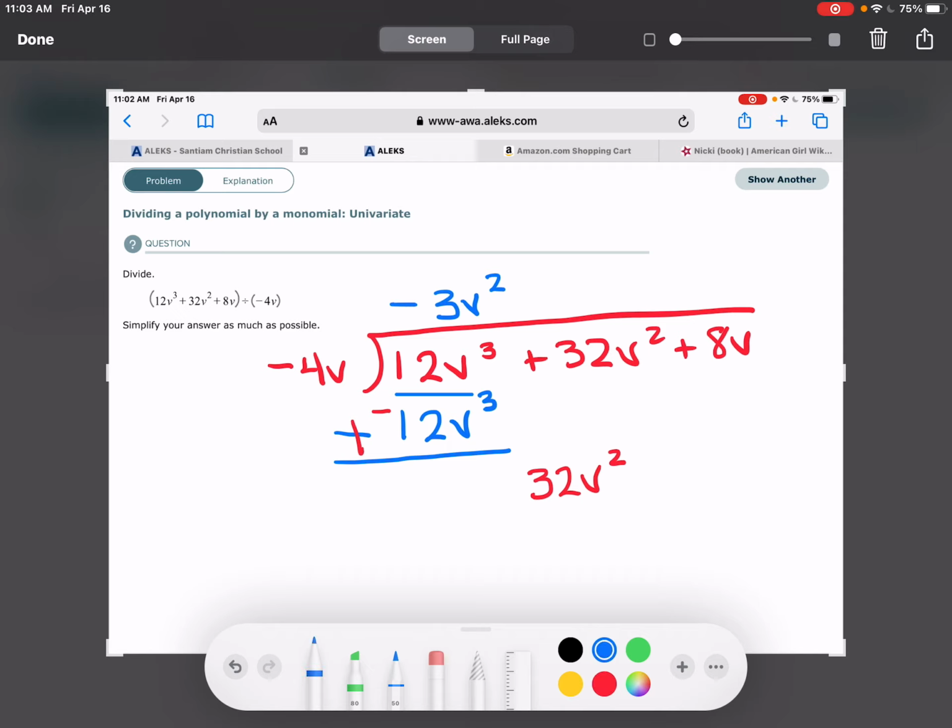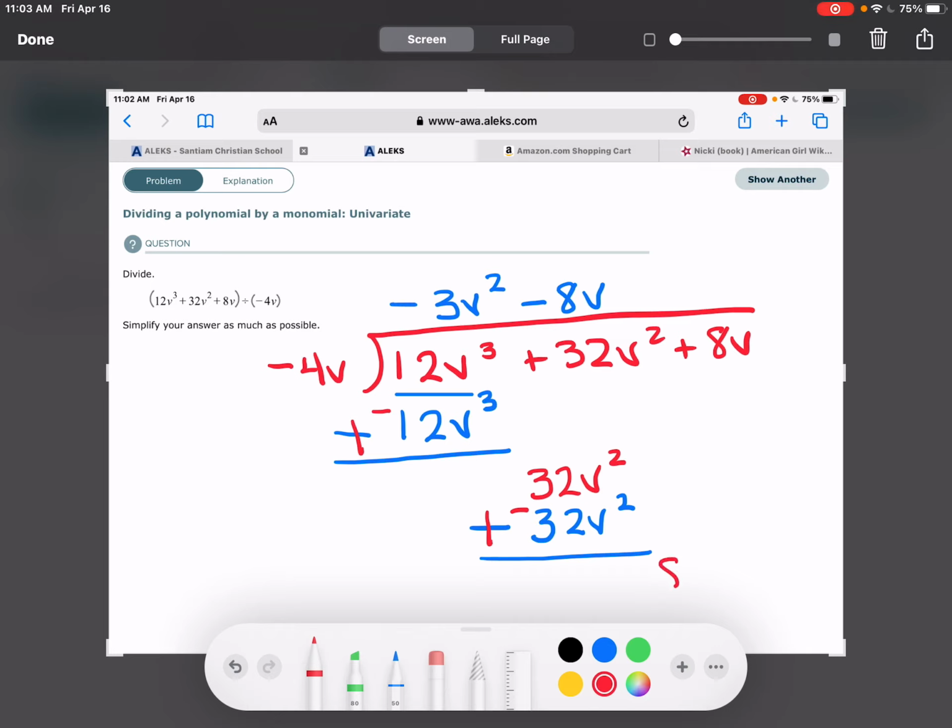Well, negative 4 times negative 8 would give me a positive 32, and then v times v gives me v squared. So if I ask myself that again to check myself, negative 4v times negative 8v gives me positive 32v squared. And I'm going to be subtracting, which means the same thing as adding the opposite. And I can see that those two make 0.